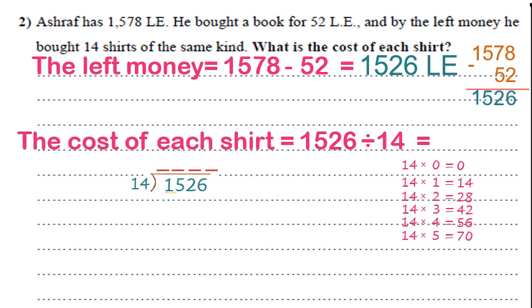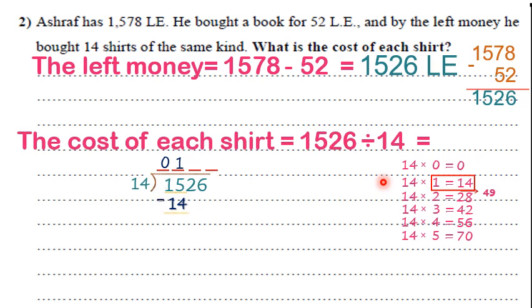Now I will take the first digit. 1 divided by 14 can't, because it is smaller, so I will write 0. Now let's take the 2 digits together to become bigger. Now 15 is bigger than 14, so I can divide now. Let's check the table of 14. Is 15 here? No, so I will take the smallest and nearest. 15 is between 14 and 28, so I will take 1.